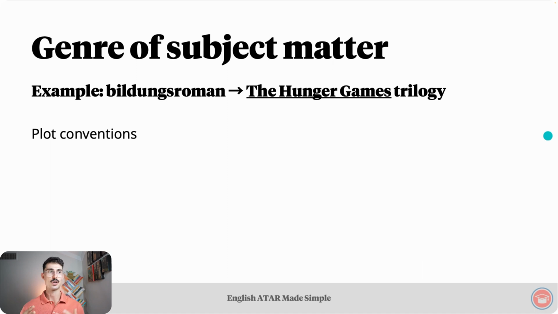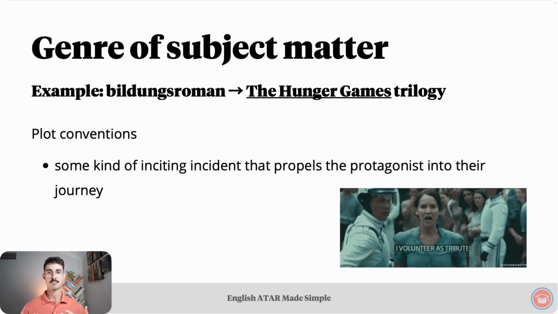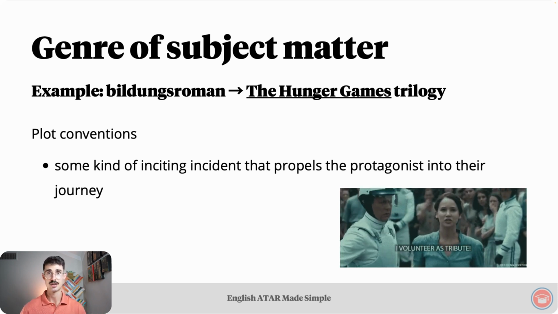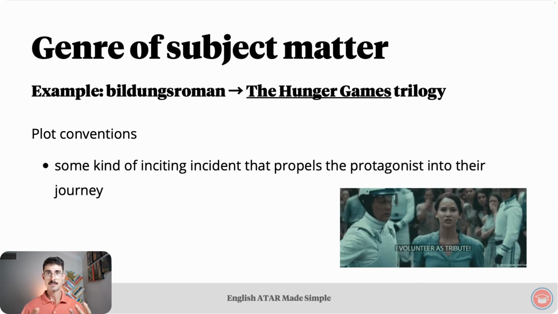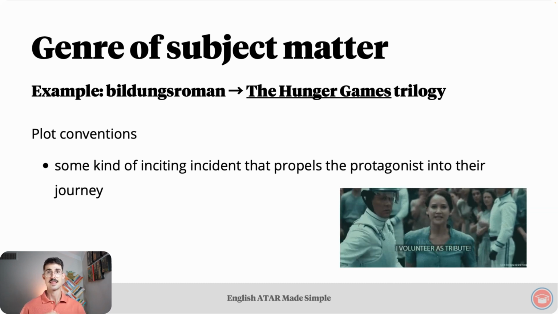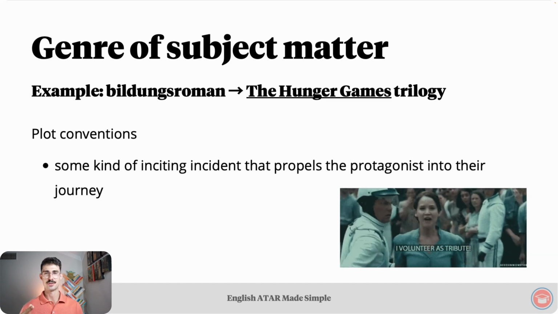How about plot? What typically happens in the plot of a Bildungsroman text? Normally, there's some kind of inciting incident that propels the protagonist into their journey. In the Hunger Games, Katniss's younger sister, Prim, is chosen as the female tribute for District 12. That causes Katniss to volunteer as tribute in her place.